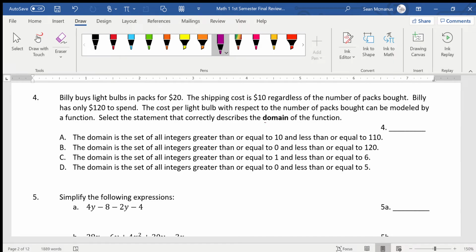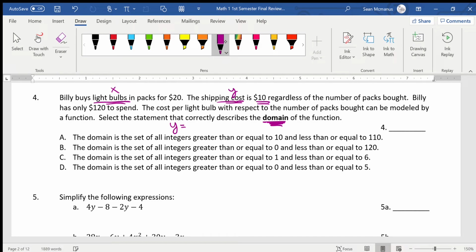So this is probably a little bit different than most of the problems that we've seen. We didn't really do domain so much with word problems. So let's take a second here and see. It doesn't really ask me to write the function, but I kind of have to figure out the answer. So let's just write the function. The input, the x, is going to be the number of light bulbs, and the output is going to be the cost.